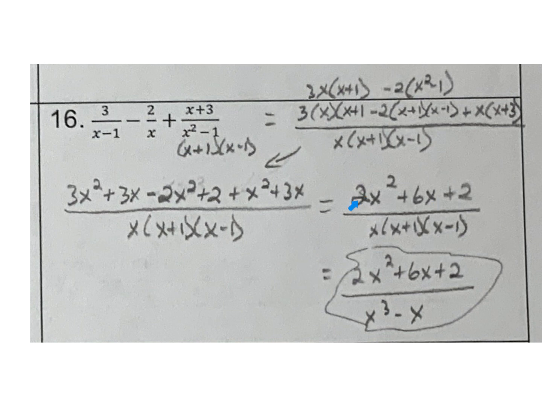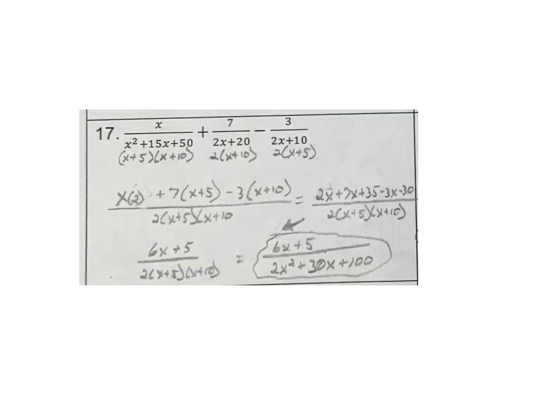You will see that you're not able to factor this to a point where we can find any common factors in the numerator and denominator. So we can simply write our answer with the numerator that we have and then multiply the denominator, and we get x cubed minus x. All right, number 17.